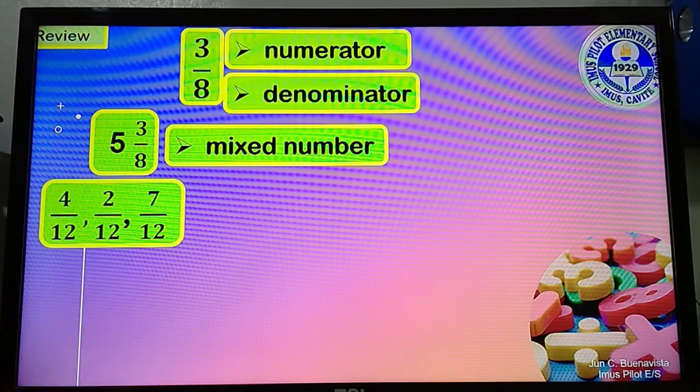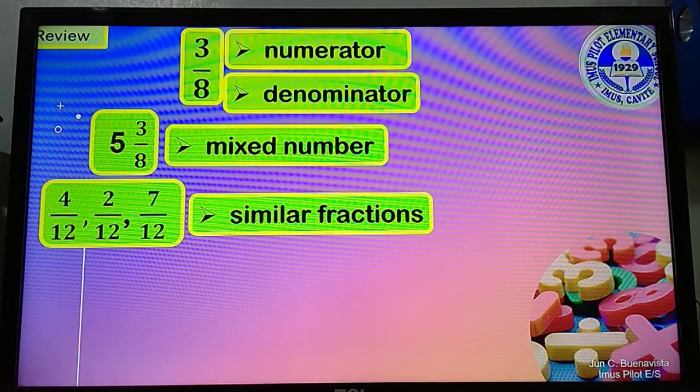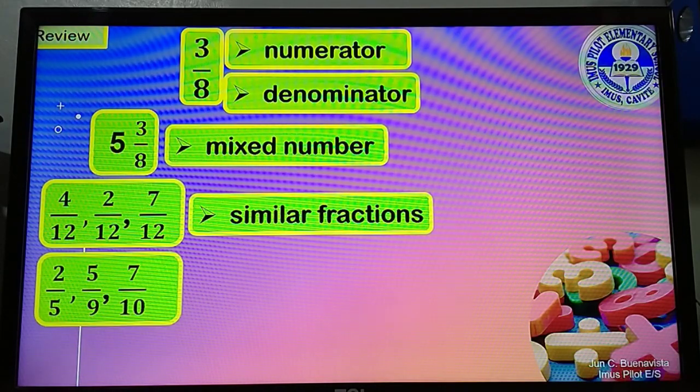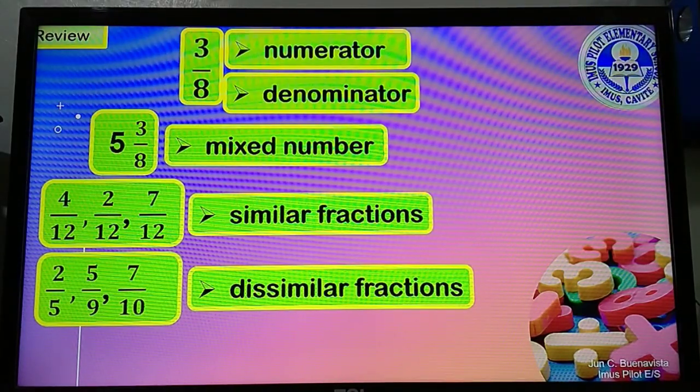Then I have here an example of fractions with the same denominators. Look at the denominators: 12, 12, 12. We call that similar fractions because their denominators are the same. Then we have here dissimilar fractions. Their denominators are not the same. The first fraction is 2/5, the second one 5/9, and the third one is 7/10. The first denominator is 5, the second is 9, and the third is 10. That is why we call that dissimilar fractions.